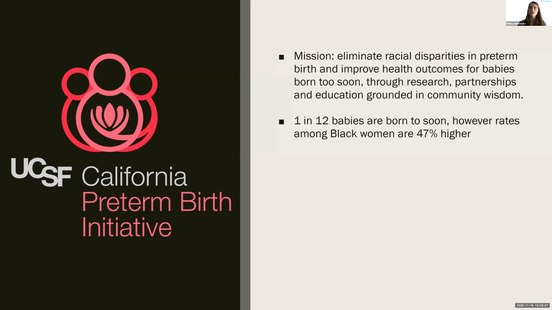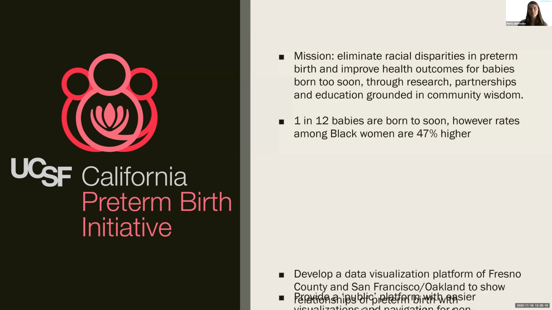So it is a really big problem that has long-term health impacts. The really tough part to swallow about this problem is that there's a huge racial and ethnic disparity in preterm birth. Black women are 47% more likely to give birth prematurely. And this is a disparity that the California Preterm Birth Initiative is really looking to try to solve.